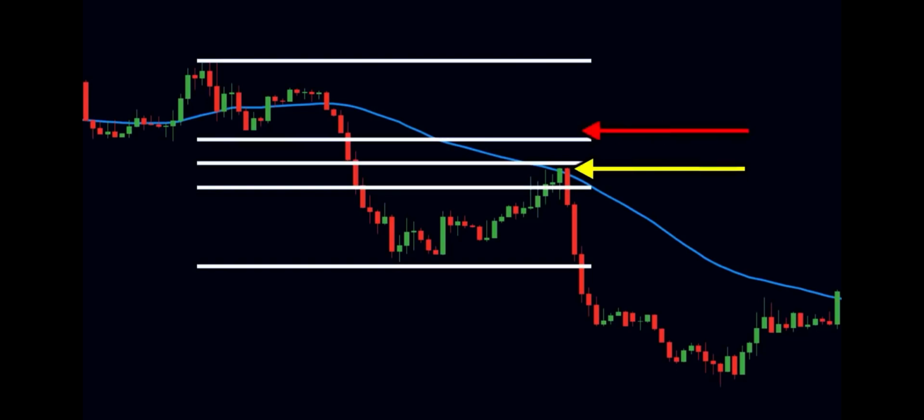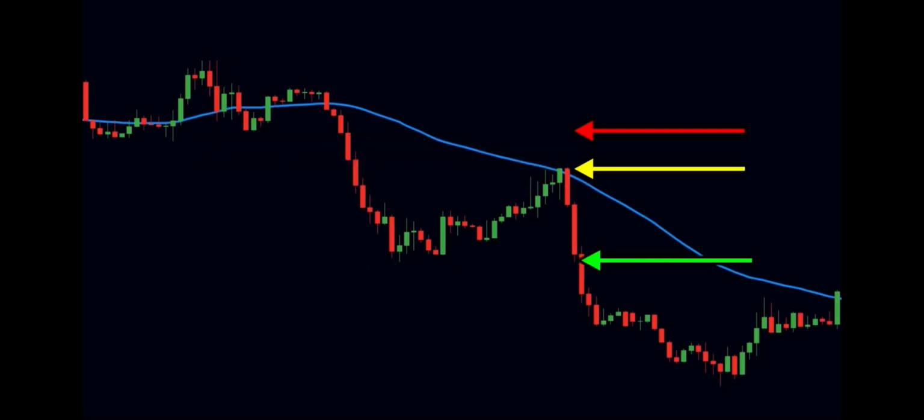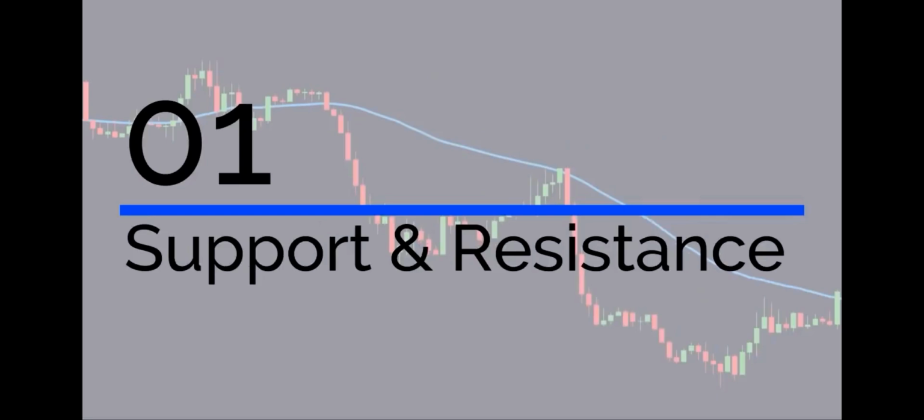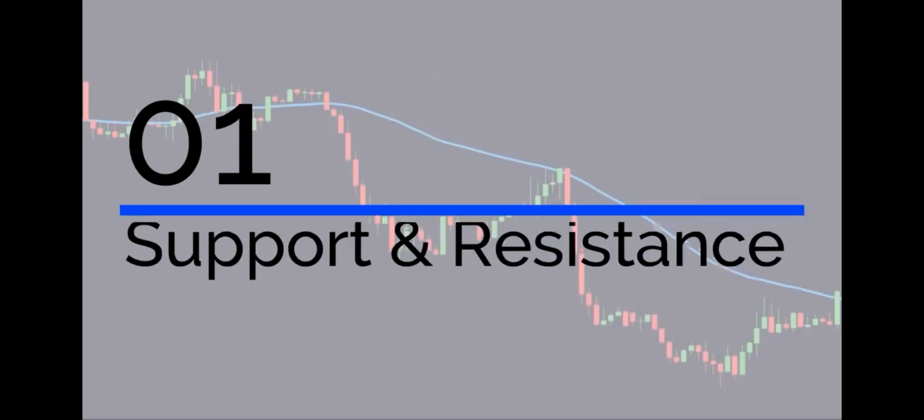We can place our stop loss above the 61.8 level, and we can target the previous lows. And as you can see, the price made a strong down move after our entry. Now let's look at the second confirmation, which is the support and resistance.